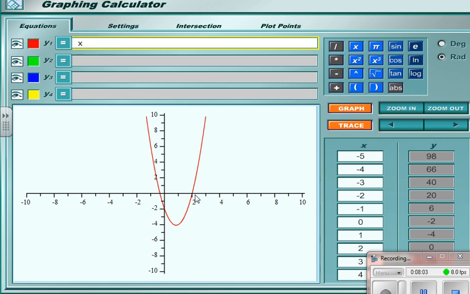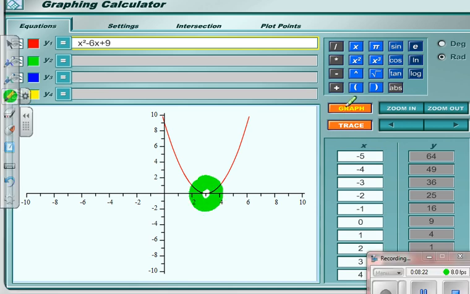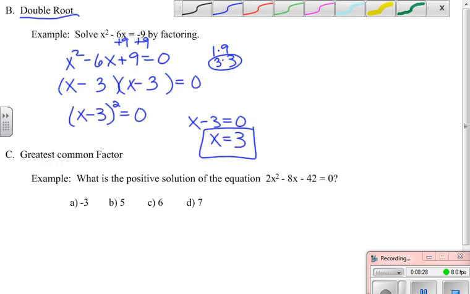If we do the problem that we're on right now, x squared minus 6x plus 9, and we hit graph, you can see there is clearly just one solution. It only intersects in one spot. So that graphing is supporting our algebraic answers without taking as much time.